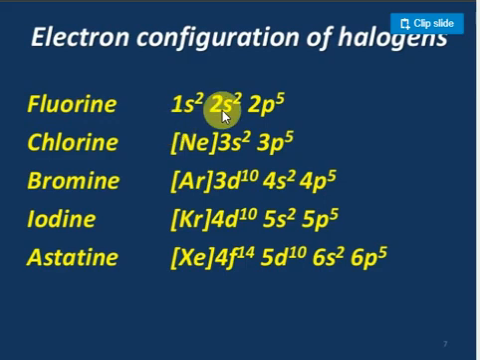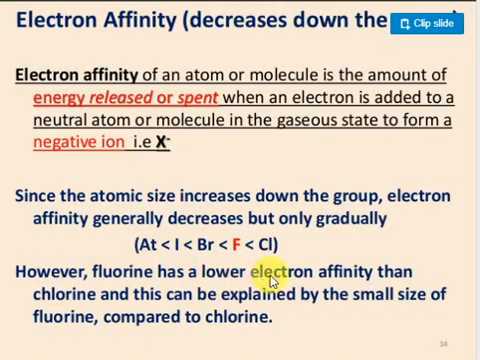Clearly, once again I'm saying, very important. Here in fluorine, because of the small atomic size, the repulsion forces of the electrons predominate over the nuclear attraction forces. In chlorine, nuclear attraction forces are more predominant than the repulsion force. That's the reason why chlorine has the highest electron affinity when compared with fluorine. Fluorine has a lower electron affinity than chlorine, and this can be explained by the small size of fluorine compared with chlorine. That's the reason why it cannot take electrons easily only.